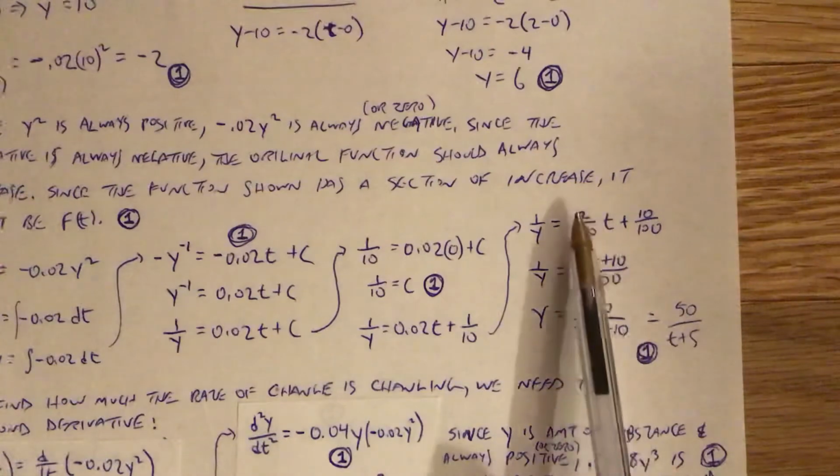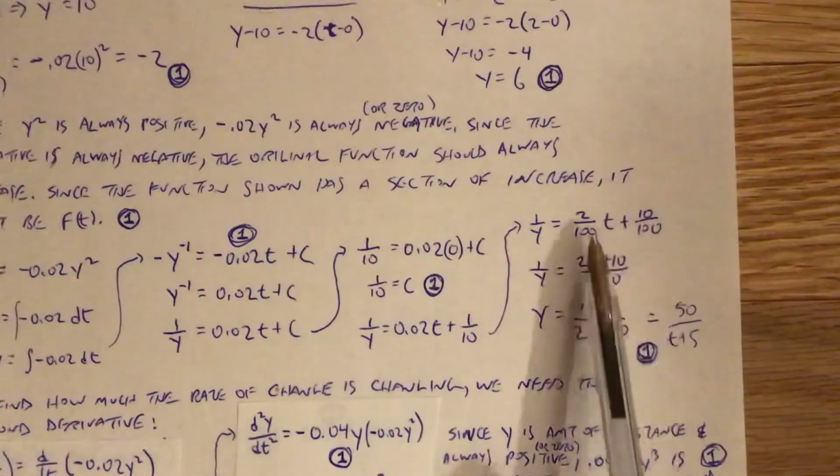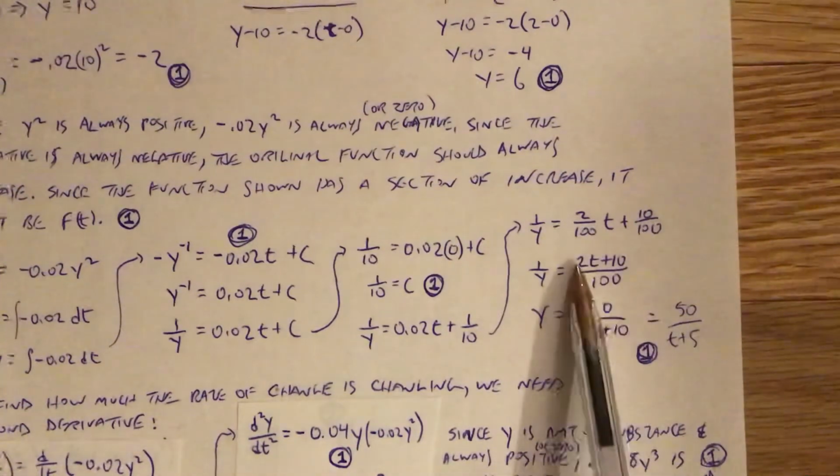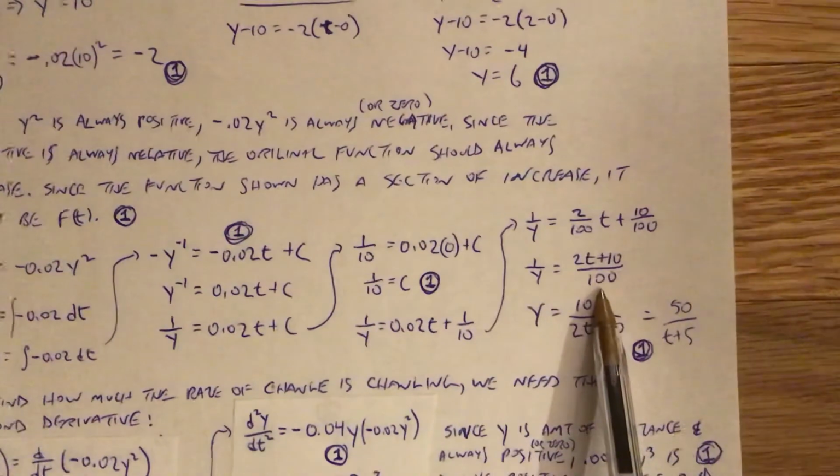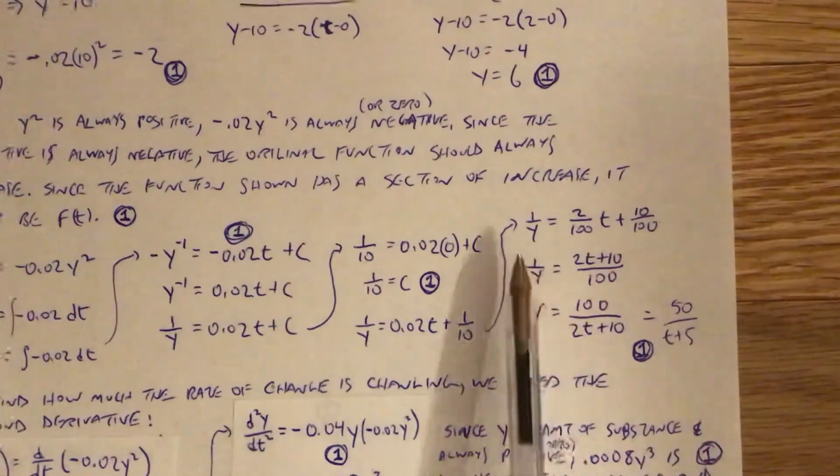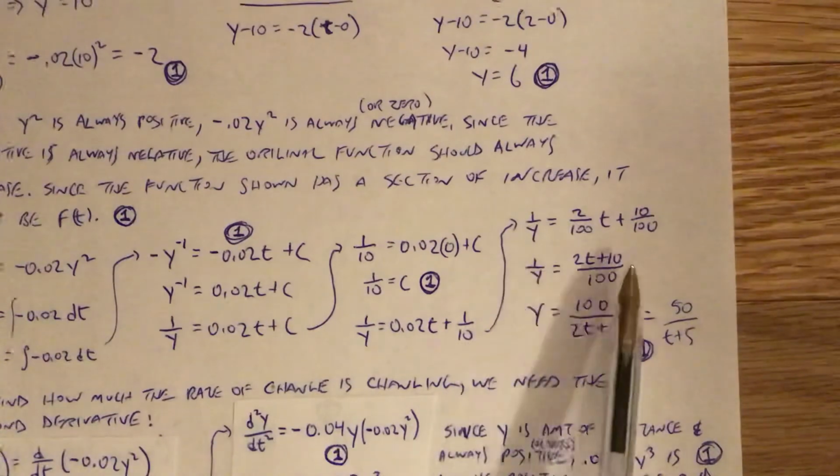Essentially, this t can go on the top. I got 2t over 100 plus 10 over 100. Put that over the common denominator, I get 2t plus 10 over 100. So now I'm going to skip the cross multiplying, because basically I can just reciprocate both of these.